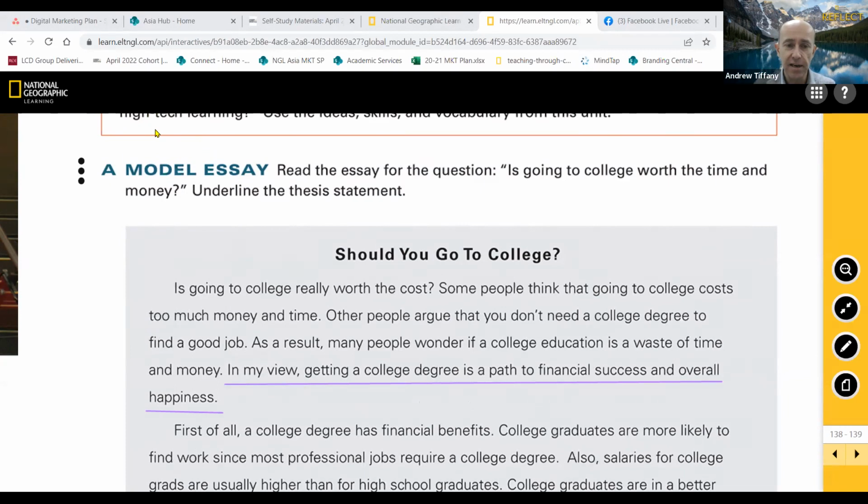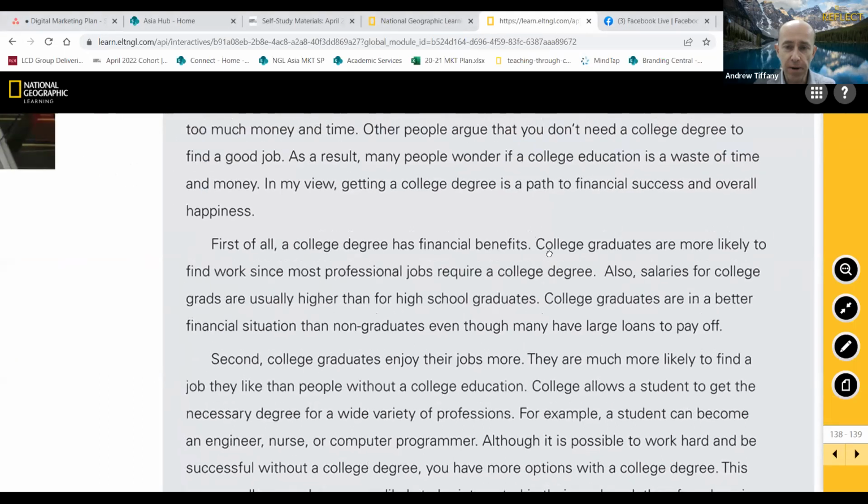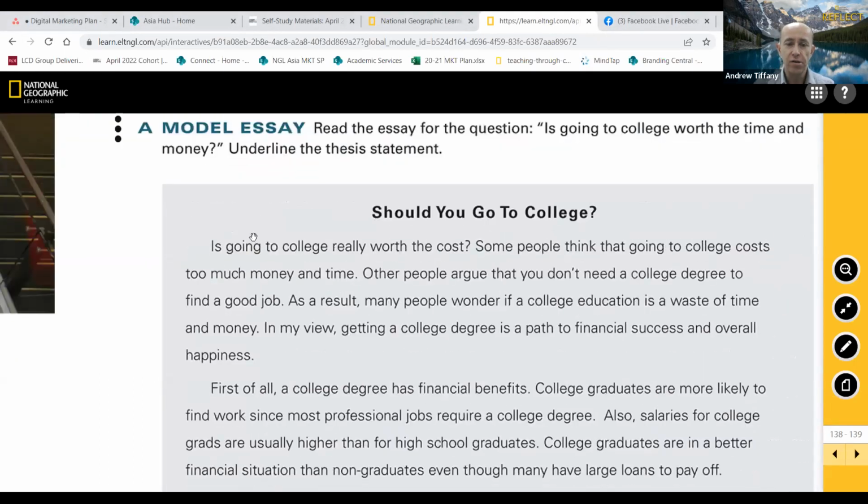Nice one, Kitty. Okay, so if we go down a little bit more and we look at the first paragraph here, first, all college students has blah, blah, blah, blah, blah, right? So in here, what's the topic sentence of this paragraph? What is the topic sentence of the second paragraph? Usually it's the first one, right? So is this first one the topic sentence? Yeah, in this case it is. A college degree has financial benefits. That's the supposition.